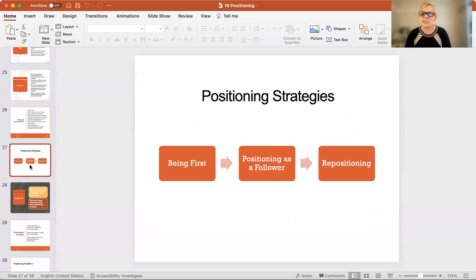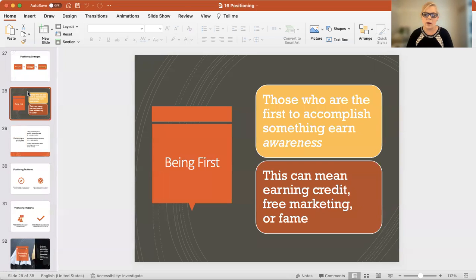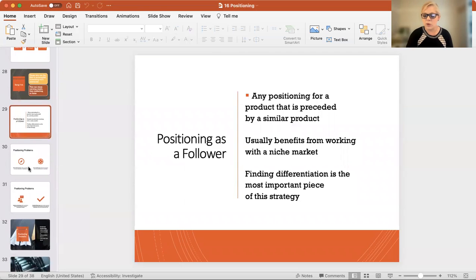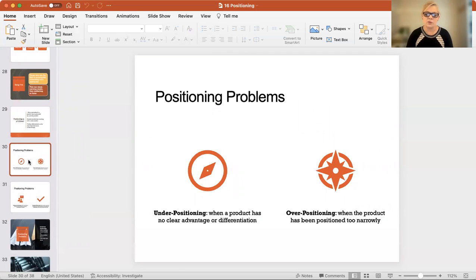So some of the positioning strategies that you can have is you can be first. You can be a follower. Sometimes there's fast followers, right? And then sometimes there's positioning places on as well. Being first are those who are able to accomplish something and earn awareness. As a follower, this is something like we've allowed someone else. We're like the Peloton. We let someone get out in front of us and they're biking and they're taking the win for us. Sometimes this is a really strong play to be. You let other people take the risk.